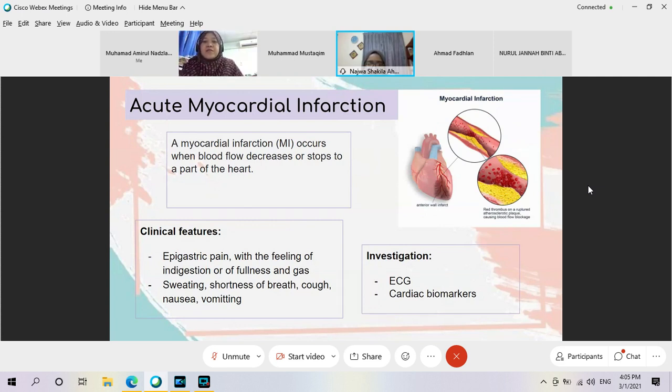Okay, lepas ni you adjust your punya slide. Letak banyak sikit. What are the ECG changes? What are the cardio biomarkers? What the history and physical examination for AMI? Okay? Boleh? Okay, continue. Slide.